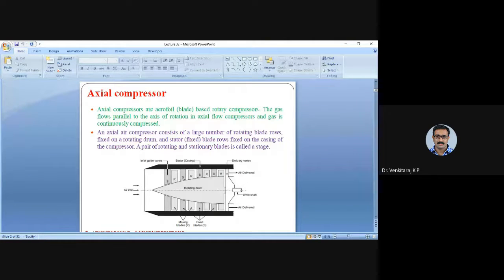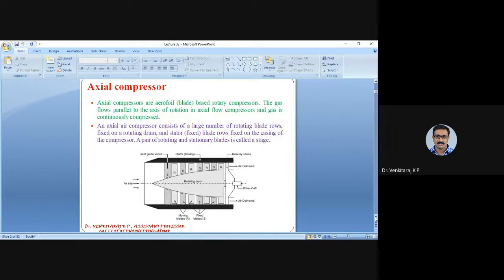So the schematic diagram that represents an axial compressor layout is shown here. The main components of an axial compressor: it has a rotating drum, and to this rotating drum rotor blades are fixed. A series of rotor blades are fixed. You can see the diagram where you have a rotating drum which has a cross section like this, and on to this rotating drum you can see the notation R used here.